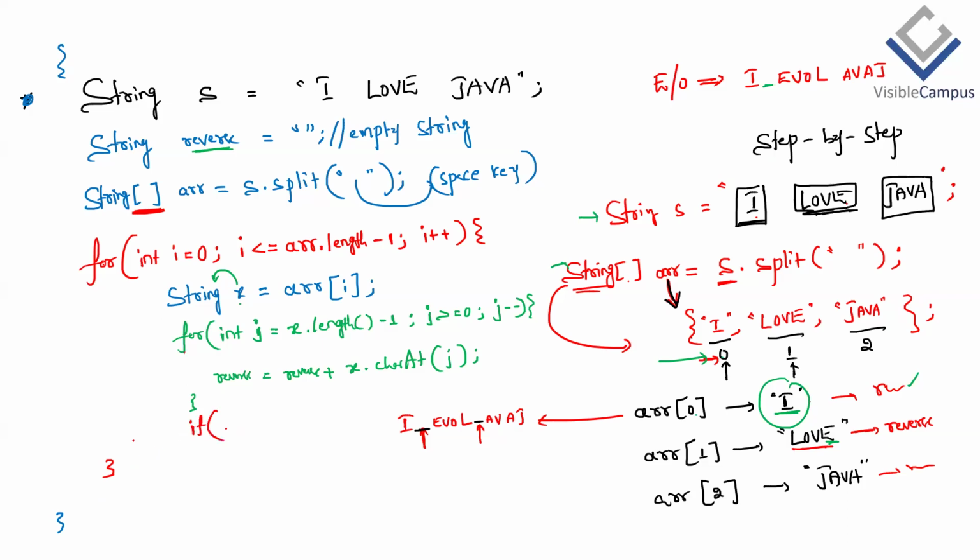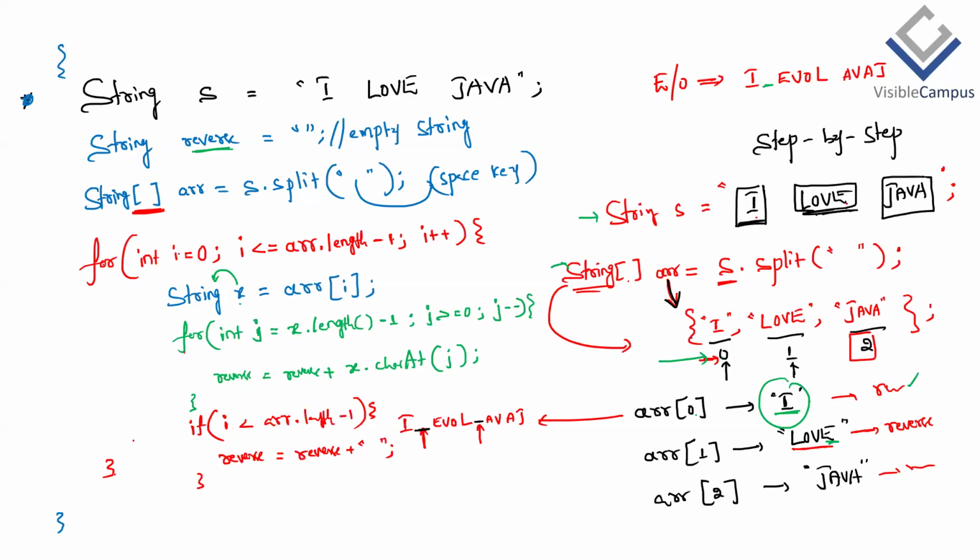When should we add a space? If i value is less than the array name, arr dot length minus 1. Equal to means up to the last index, but here I'm not using equal. So in this scenario, if this condition is true, to the existing reverse string, take the same reverse and add one space in double quotes. Understood? That's it. This is the logic.